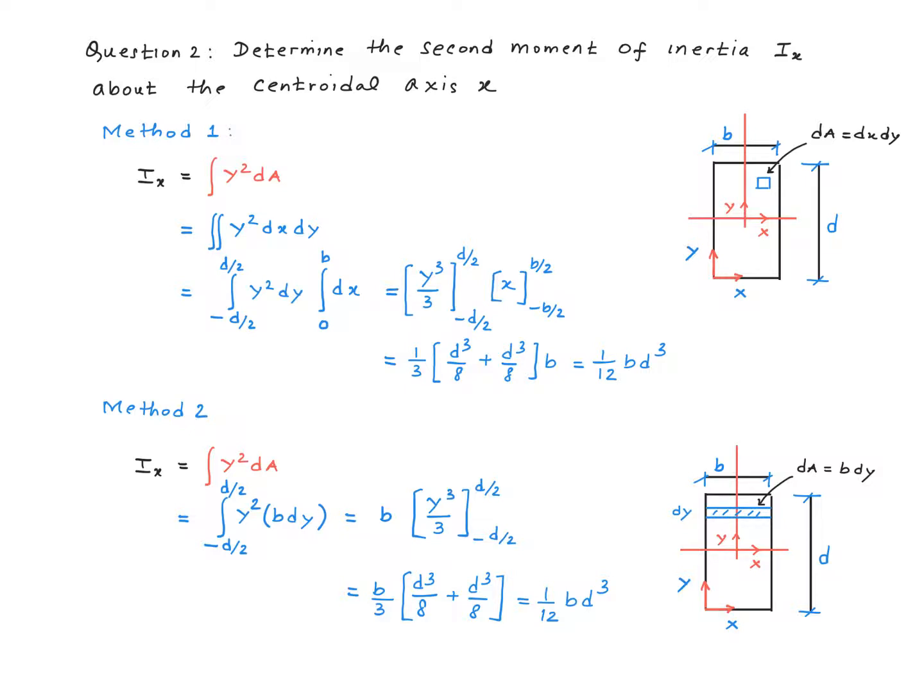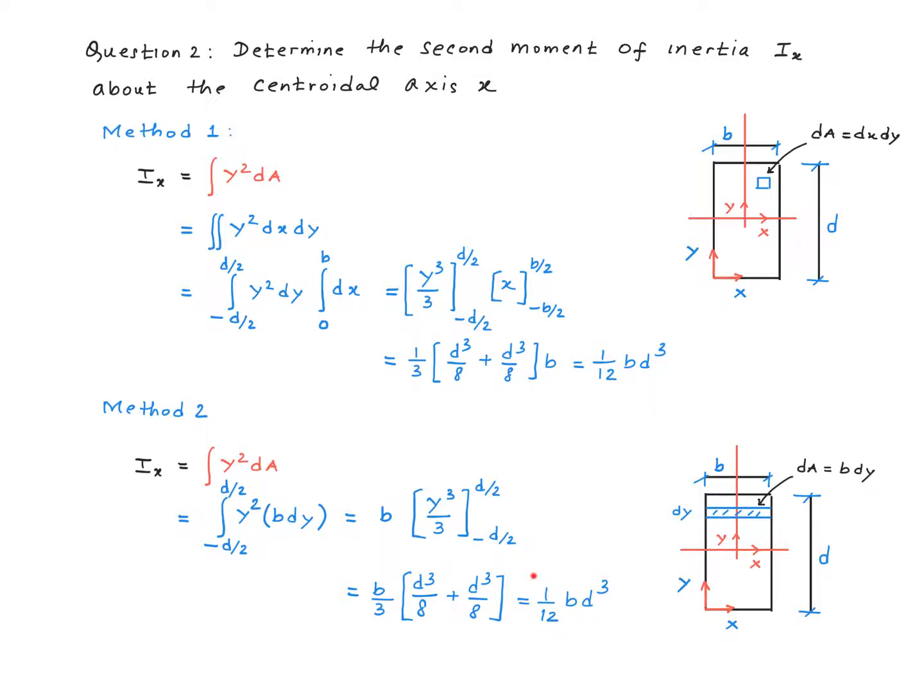As expected, carrying this integration through and applying the limits, we end up with the same expression for Ix, which is 1/12 bd cubed. And if you try to find Iy, you will find that these two variables will be flipped. We will have 1/12 d times b cubed.